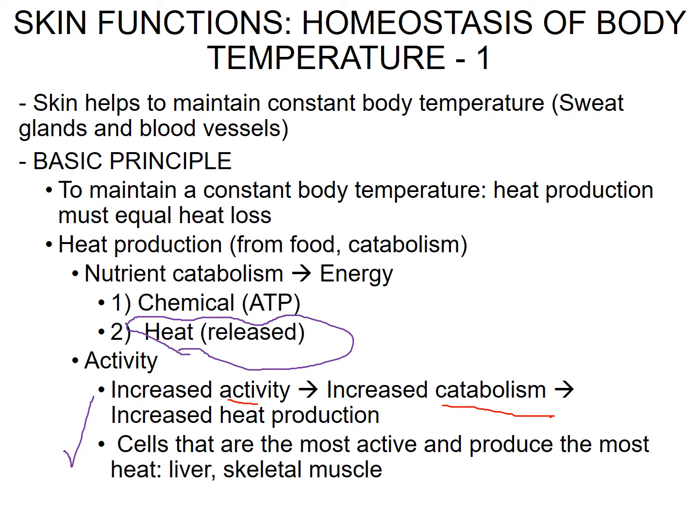So the cells that are most active in producing the most heat are in the liver, because your liver is constantly at work, basically filtering all of our food products and just making sure there's no toxins in our body. And then of course your hundreds and hundreds of skeletal muscles that actually help you exercise.